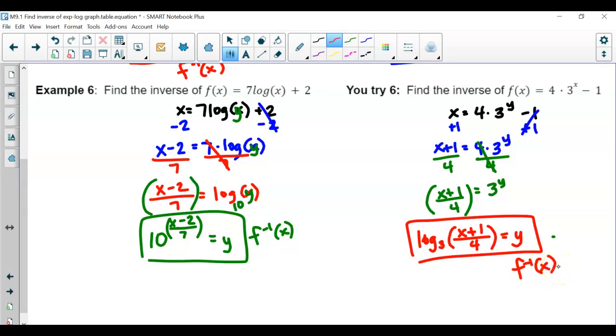So again, just keep in mind that the inverse of the logarithm is an exponential and the inverse of an exponential is a log. So if you're given a log and you're asked to write the inverse, you need the exponential. Same thing here, if you're given an exponential, you're going to end up with the log.